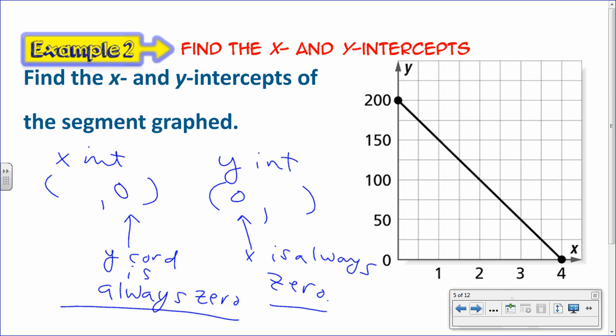Okay, so now on this graph, the segmented graph, everybody know what segmented means? Yeah. What does it mean? There's no what? Okay. So what's the x-intercept on this one? 4 and what? 0. What's the y-intercept? 0, 100. Again, x is 0, y is 0, right there. Everybody with me? Okay.